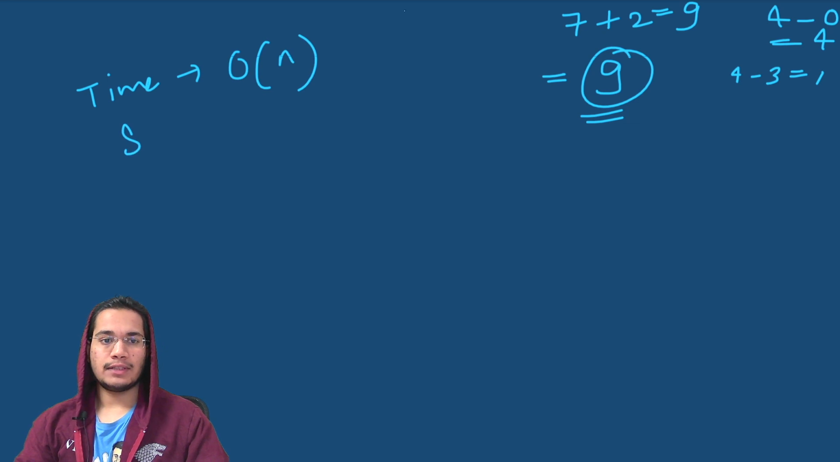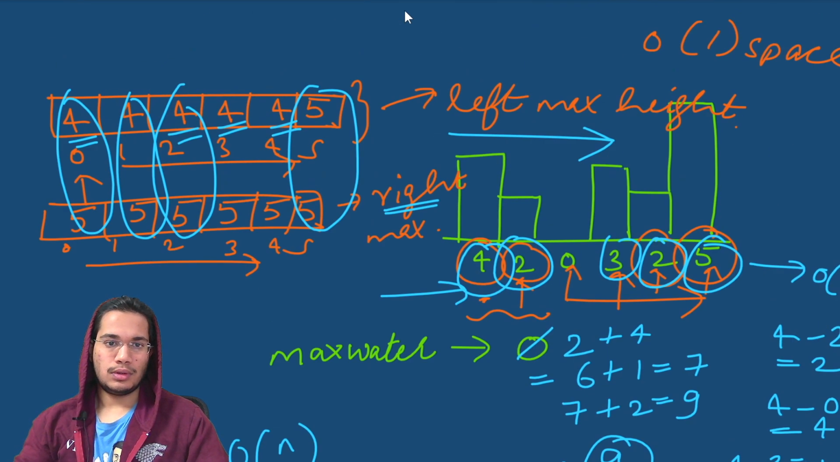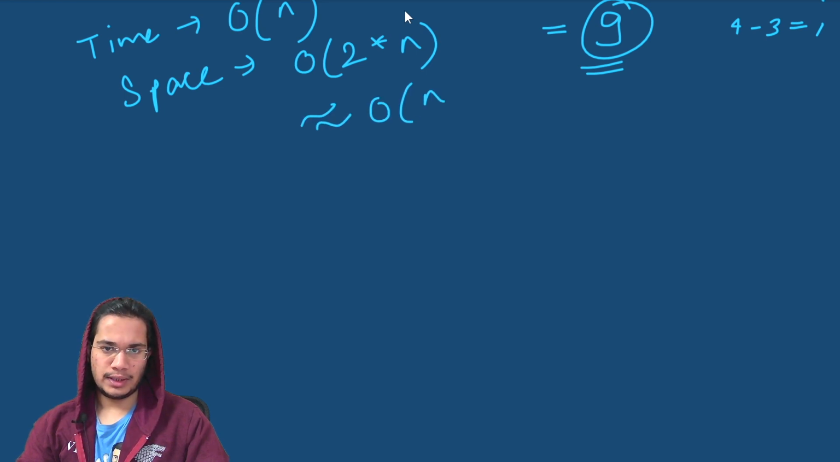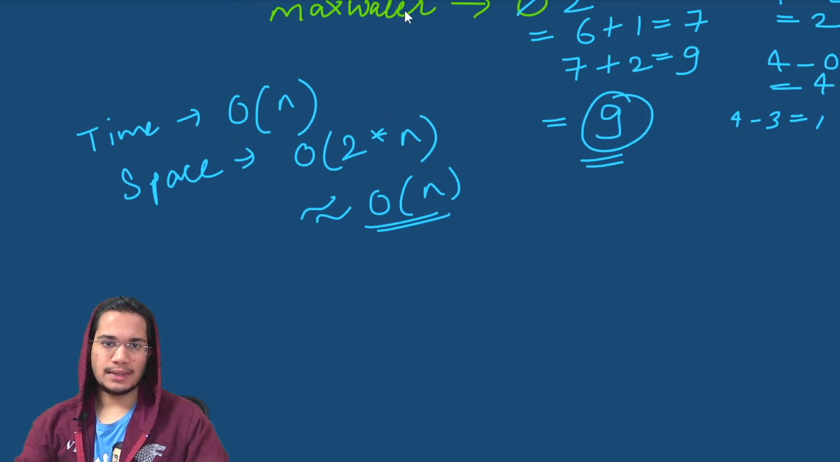And the total space required here is, so if we go back to this case, we again require two arrays to store all the values for left max and right max heights. So that's big O of n plus big O of n. So that is actually big O of 2 times n, which is asymptotically similar to big O of n itself. So this is a big O of n time and big O of n space algorithm.